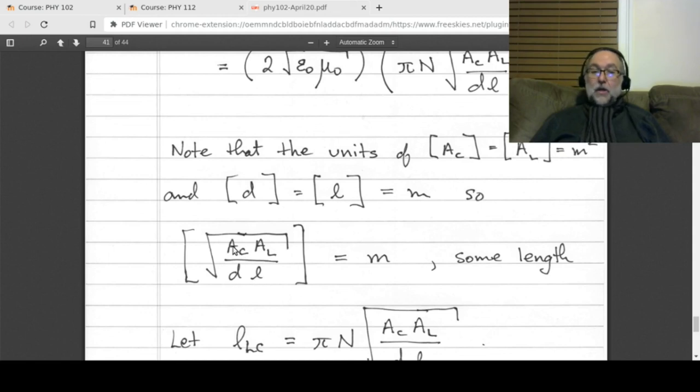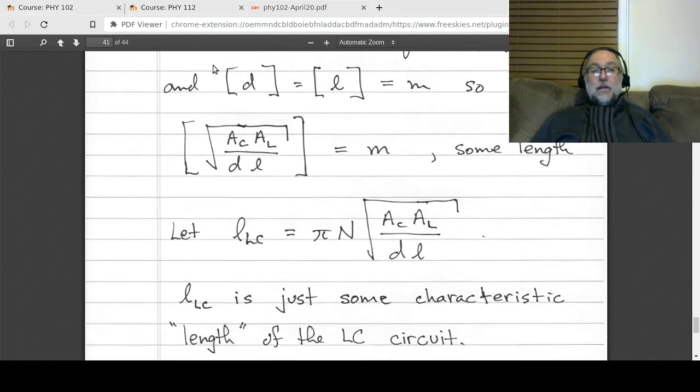So on top, you're going to have meter squared times meter squared. You get meters to the 4, and on the bottom you have meter squared. So meters to the 4th divided by meter squared is meter squared. But then you take the square root of that, and it just turns out to be meters. So whatever this thing is, it's just some length. And you go, what is this length? Well, I don't know. But we can call it the characteristic length of the LC circuit.